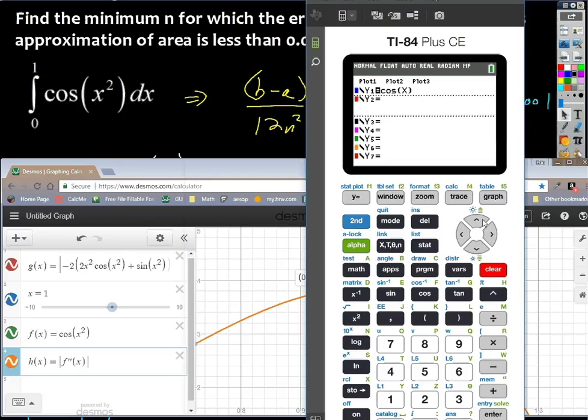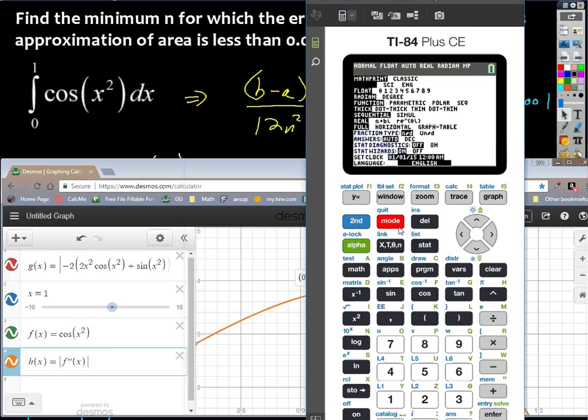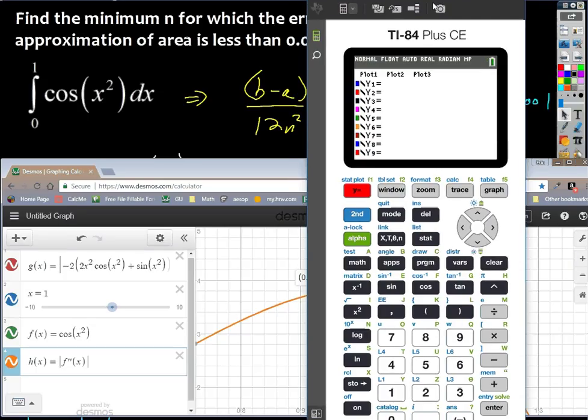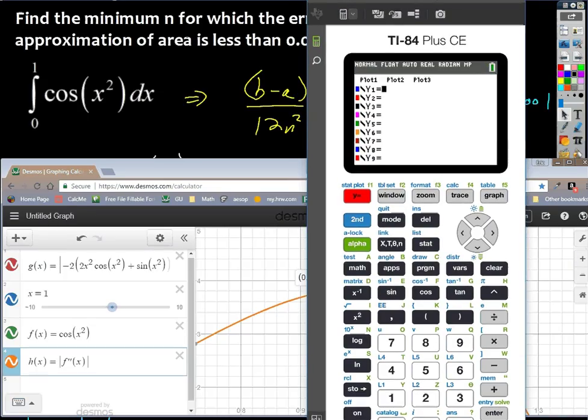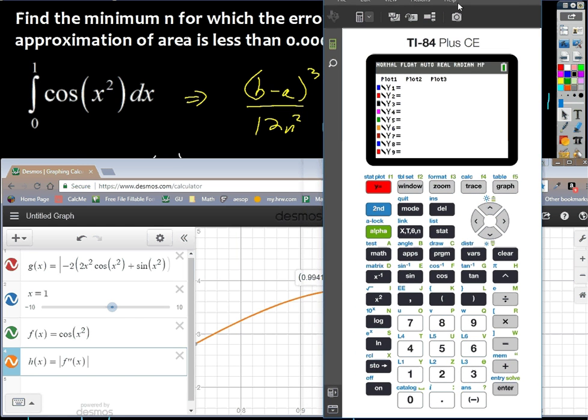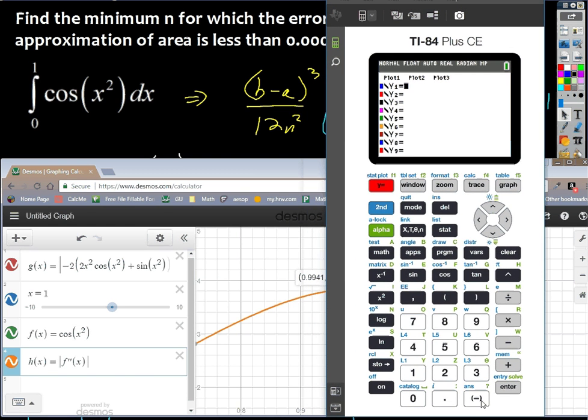We can put ourselves in the right mode. Okay, we're in radians mode. And there's our derivative function right there, right? So we would just graph y equals... oh, why is that so big? Good, yeah, so with absolute value.